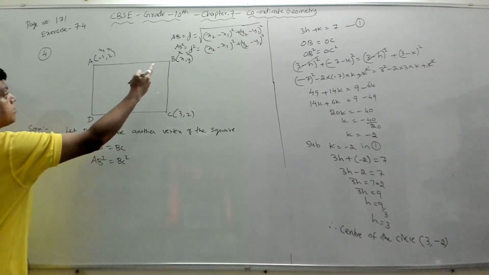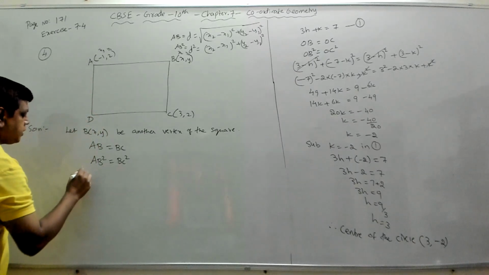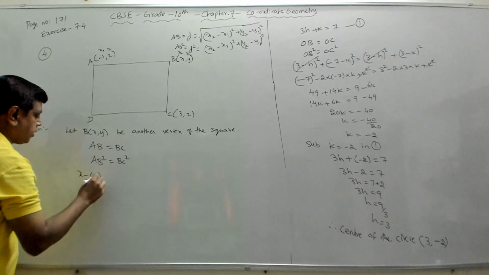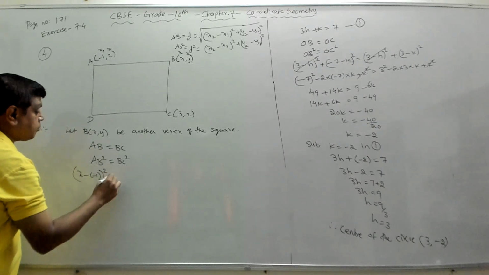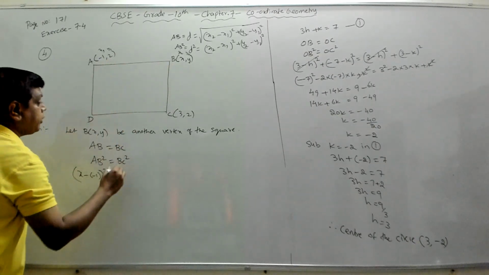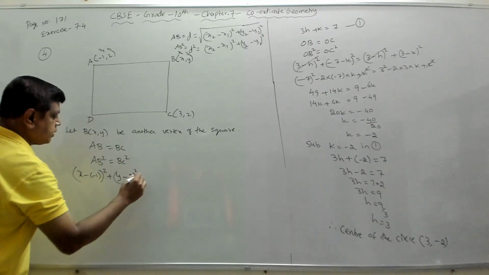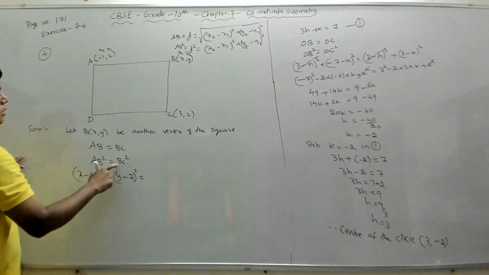So AB square, again we'll write x2 minus x1, which means x2 is x minus x1. So minus of minus 1. x2 minus x1 the whole square plus y2 minus y1, y2 is y, minus y1 is 2, the whole square is equal to, now BC.